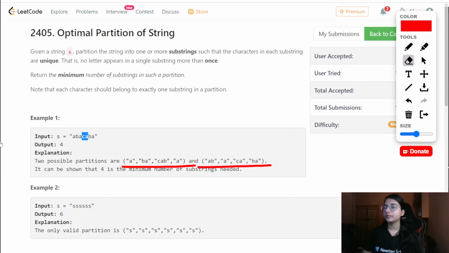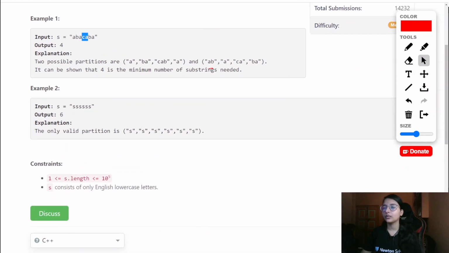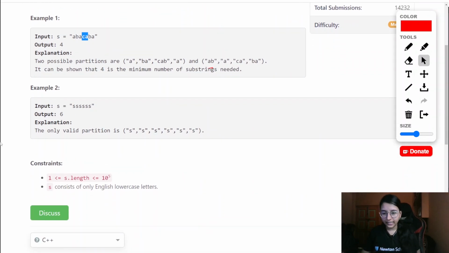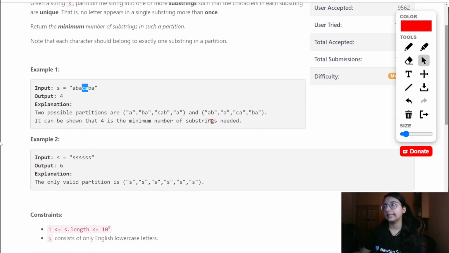Let us go through the constraints first. Here we are given constraints up to 10 raised to power 5. That simply means that we can use order of n, not order of n square, or even order of n log n. So that is the time complexity constraint for this question. And then comes the part that all are English lowercase letters only. So this is all. Now let us go through this particular example.